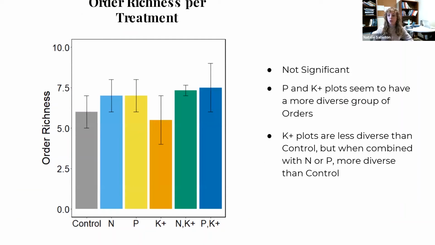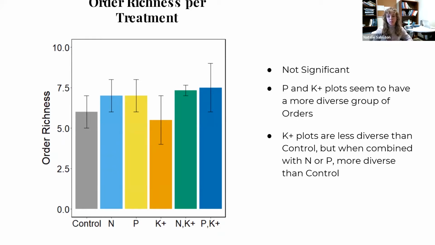So this graph shows order richness, or how many specific orders were present. On the y-axis, you can see the order richness. On the x-axis, you can see the different treatments. You can see from this graph that phosphorus, or P, and potassium, K+, plots in dark blue appear to have more different kinds of arthropod orders, with most nutrient addition plots having more different orders when compared to the control plots. However, the potassium plots in orange were the least diverse, even less diverse than the control plots.